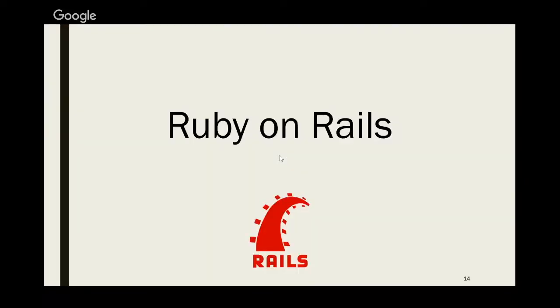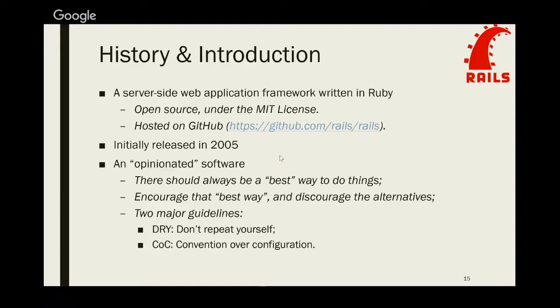So if you have no problem, we will go with Ruby on Rails. Ruby on Rails is a server-side web application framework that is written in Ruby, and it's so popular that maybe most of the people who are going to learn Ruby are doing it because they want to use Ruby on Rails instead of just using Ruby. It's an open source framework hosted on GitHub, and it's already more than 10 years old.